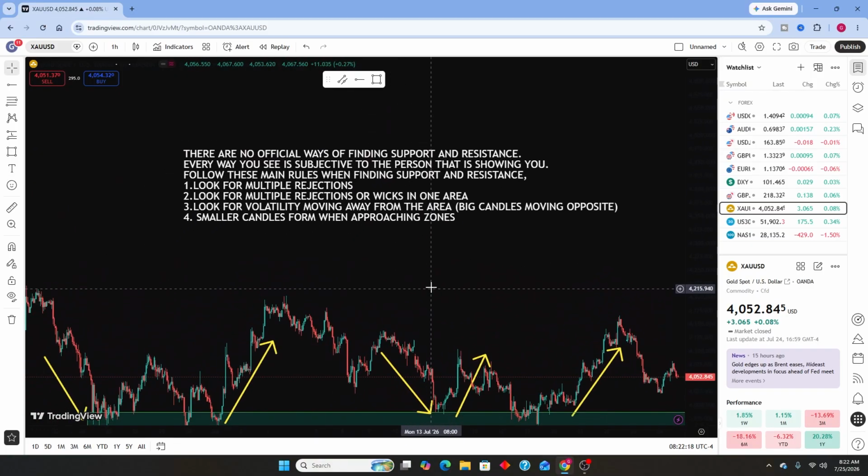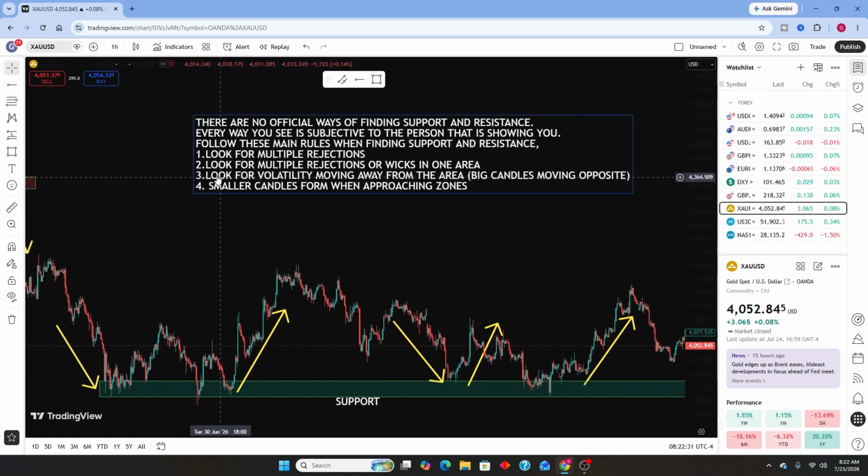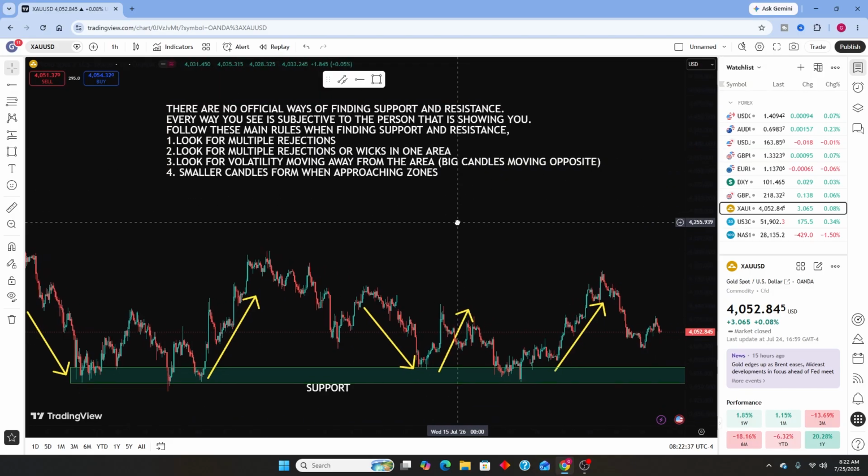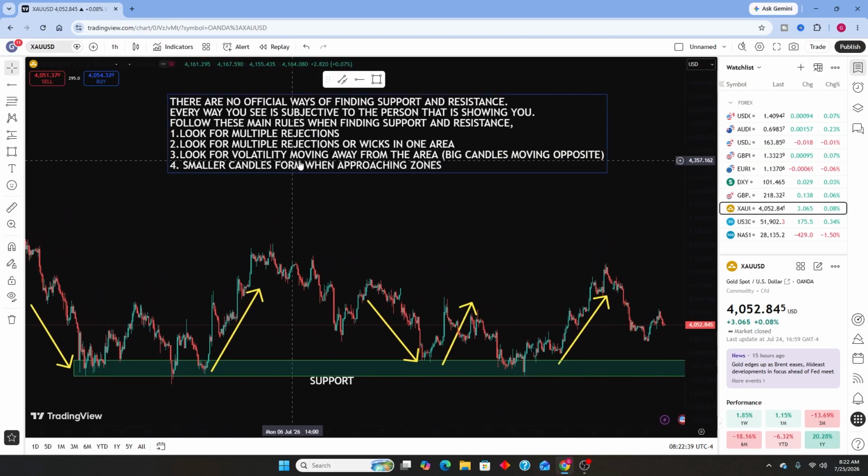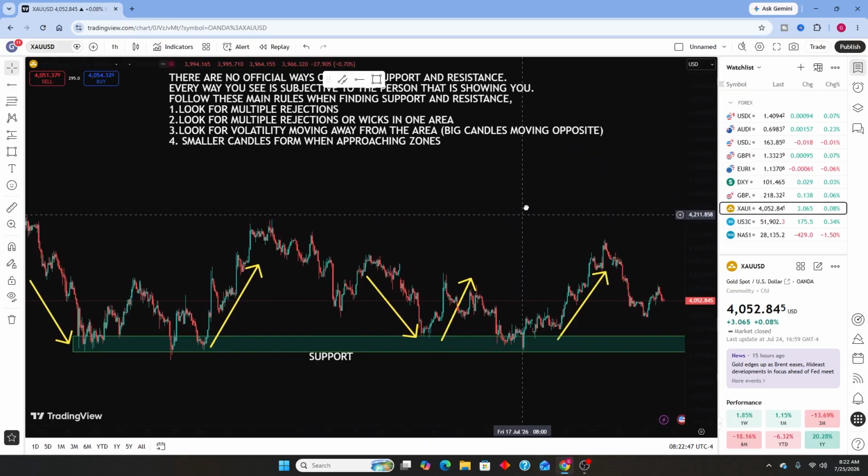All right, when it comes to examples, there are no official ways to finding support and resistance. Every way you see is subjective to the person that's showing you. Follow these main rules when finding support and resistance. 1, you want to look for multiple rejections. 2, look for multiple rejections or wicks in one area. 3, look for volatility moving away from the area, big candles moving opposite. 4, smaller candles form when approaching zones.